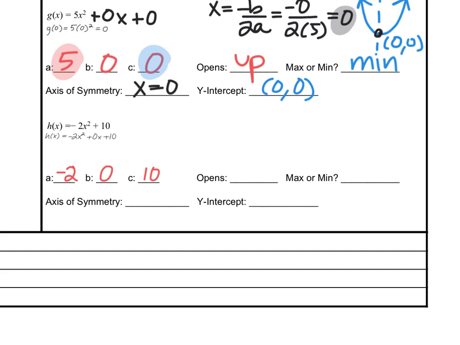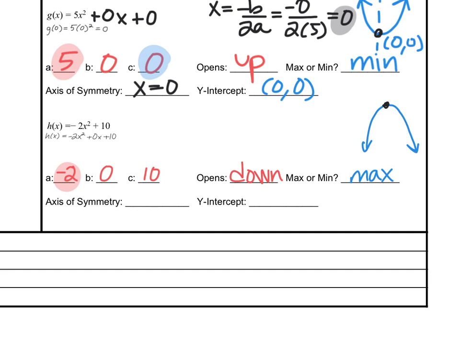The a value is negative, so it opens down and looks like this. The vertex then would have to be at the top. So it's going to be a maximum for the vertex.